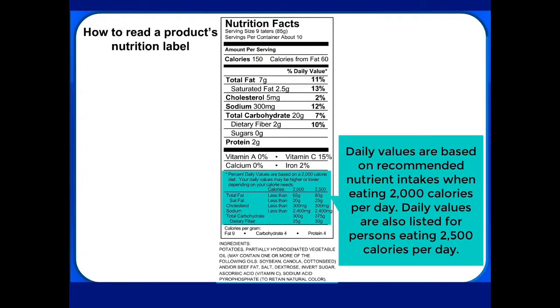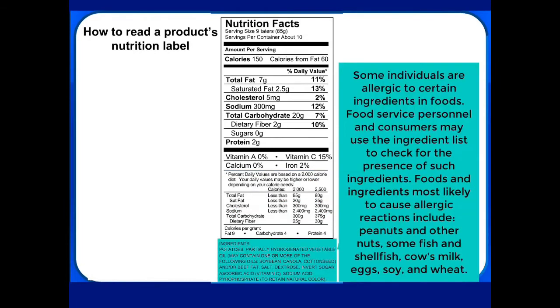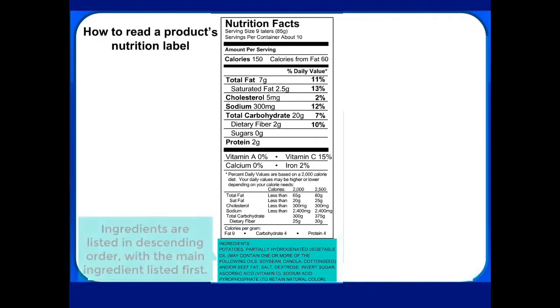Daily values are based on recommended nutrient intakes when eating 2,000 calories per day. Daily values are also listed for persons eating 2,500 calories per day. Some individuals are allergic to certain ingredients in foods. Food service personnel and consumers may use the ingredient list to check for the presence of such ingredients. Foods and ingredients most likely to cause allergic reactions include peanuts and other nuts, some fish and shellfish, cow's milk, eggs, soy, and wheat. Ingredients are listed in descending order, with the main ingredient listed first.